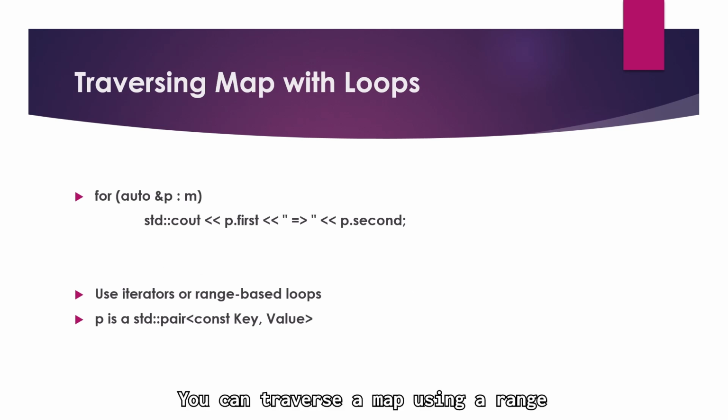You can traverse a map using a range-based for loop or iterators. Each element in a map is a pair where .first refers to the key and .second refers to the value. Here p is a reference to each pair<const key, value>. You can also destructure the pair directly. This makes your code cleaner and more readable.